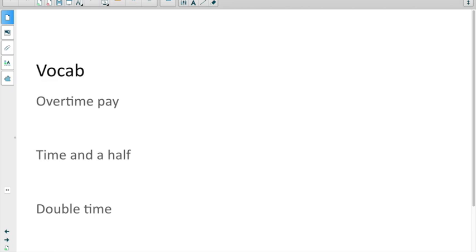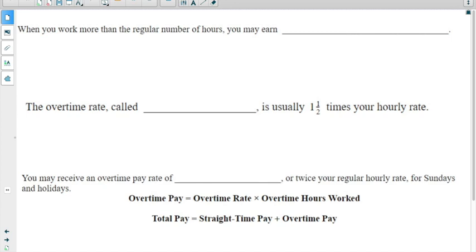For those of you who work jobs right now, this should be familiar. When you work more than the regular number of hours, you may earn something called overtime pay. Okay? You've probably heard of this at some point in your life, even if you do not have a job right now. Okay? Copy these words down with me on your blanks.